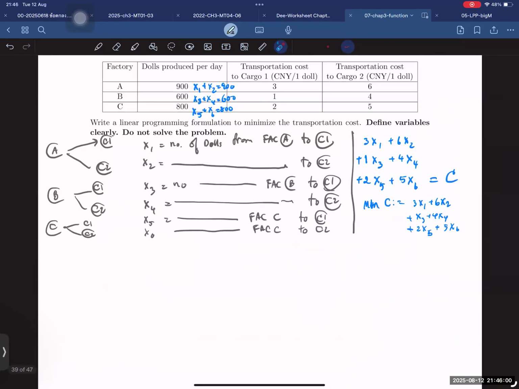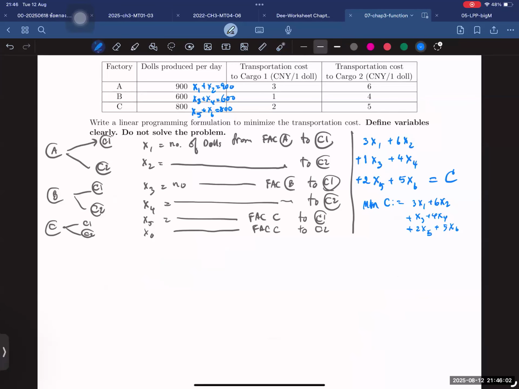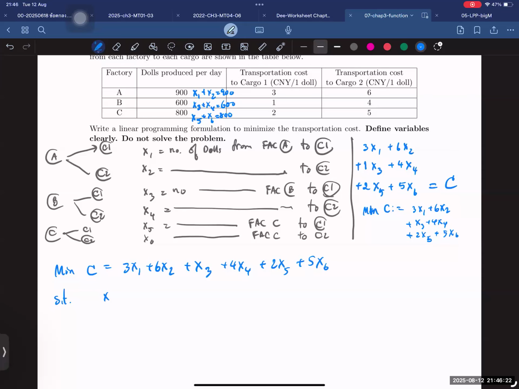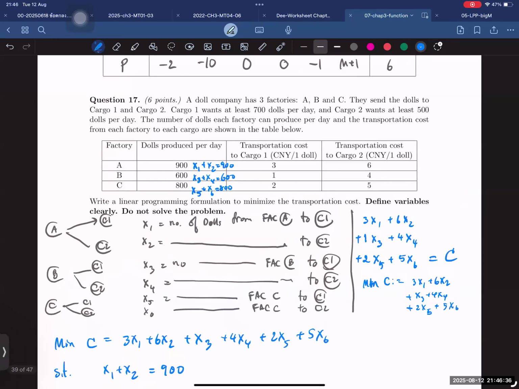Let me copy all that. Oh, we have small space here. The cost is, so mean cost is 3x1 plus 6x2 plus x3 plus 4x4 plus 2x5 plus 5x6. That's the minimum cost subject to x1 plus x2 is 900, x3 plus x4 is 600, and x5 plus x6 is 800. That's the number of dolls each factory can produce.